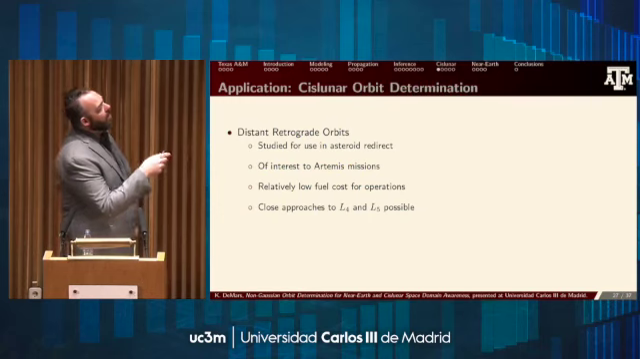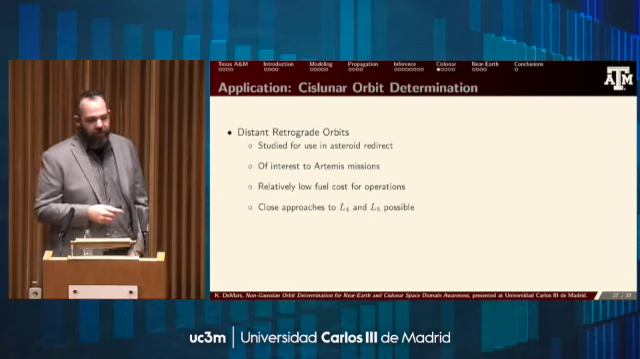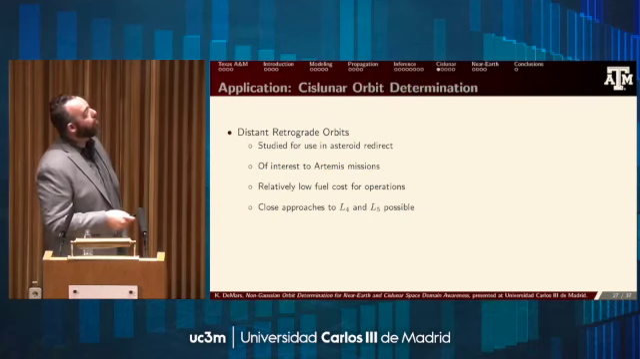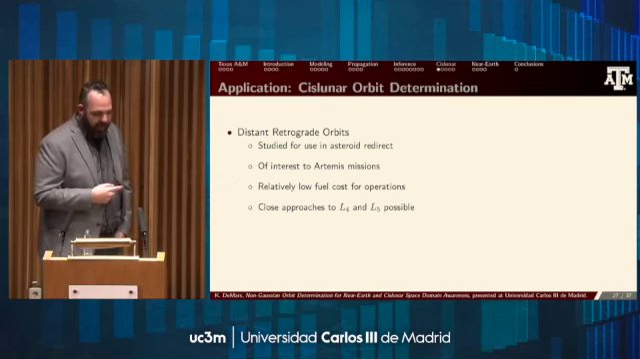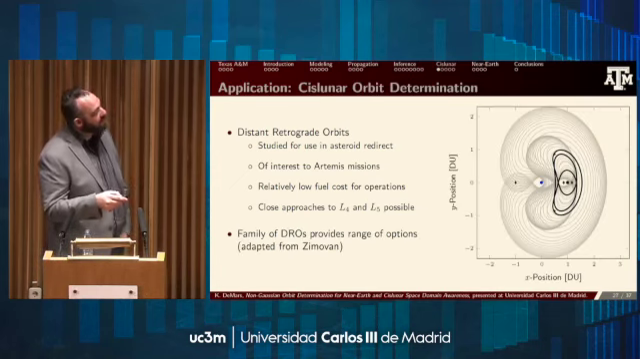Okay. Those are all kind of toy problems, so let's look at an application for cislunar orbit determination. I'm going to look at distant retrograde orbits here. This is a family of them, so this is the Earth, this is the Moon.